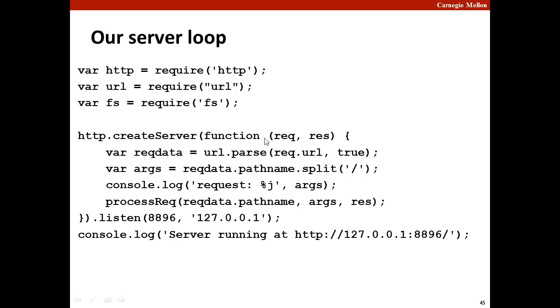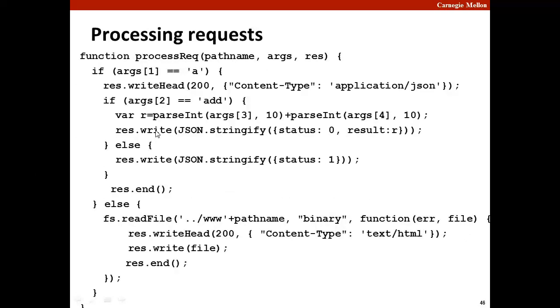So the server loop is going to parse out the URL, split it, log it, process the request, right? And that's what it's going to do. Processing the request. And again, if you take web apps, you'll spend more time on this. You can see us taking a look at the arguments array, right? You can see us writing the header, and so on.